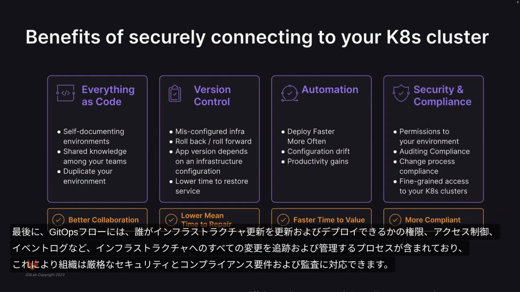Lastly, a GitOps flow includes the process of tracking and managing of all the changes to your infrastructure, including permissions of who can update and deploy configuration updates, access controls, and events logging, which can help organizations meet stringent security and compliance requirements and audits.